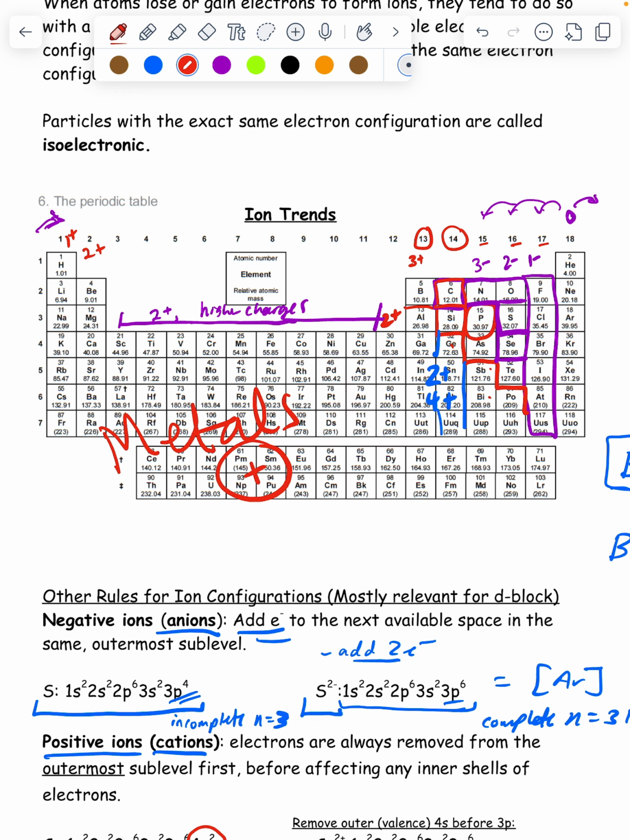If they tell you to write the configuration for the potassium ion, they're going to expect that you can look at where potassium is in the table and work out that it's going to form a 1+ ion. Same thing goes for oxygen. If they say figure out the configuration for the oxide ion, they expect you to be able to come up with oxygen's going to form a 2- ion, and then you can work out the configuration from there.